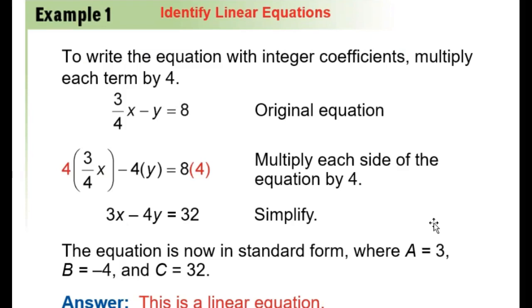So, when we go back to what we're doing now, the standard form, it says that a must be greater than 0. B and A are not both 0. And A, B, and C are integers with the greatest common factor of 1. If you look at the equation at the top, you have 3 over 4x minus y equals 8.